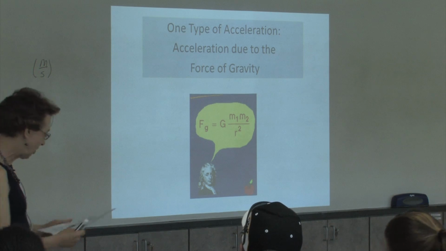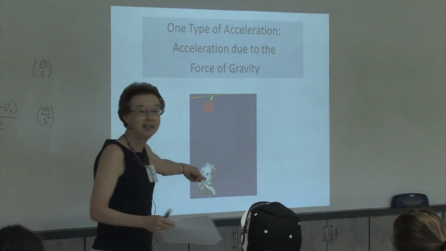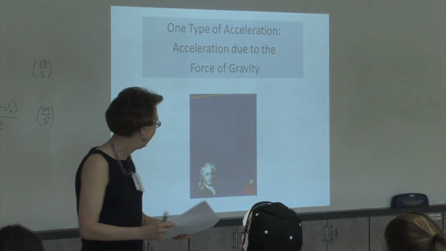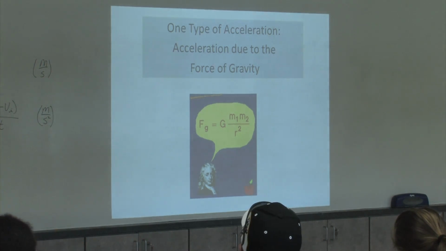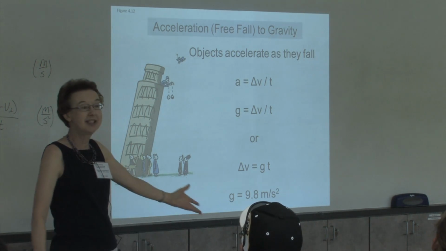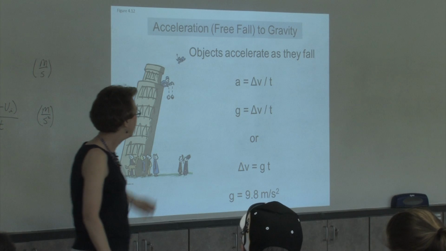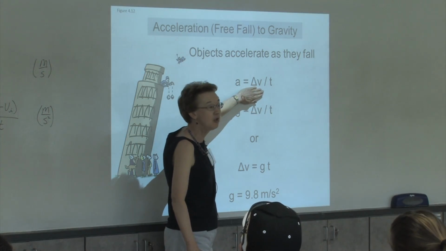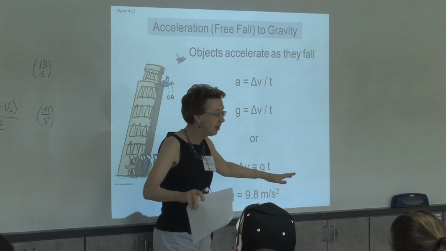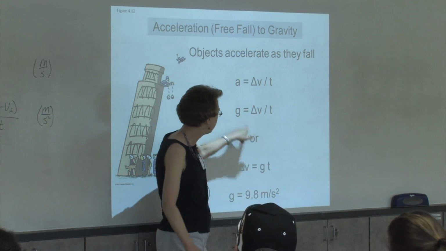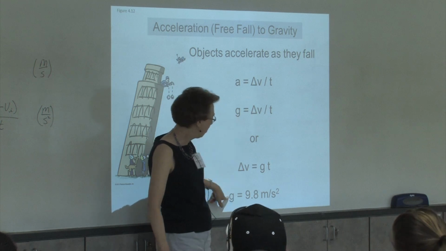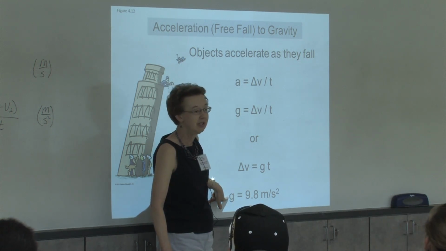All right. So who's that? Sir Isaac Newton. Okay. So acceleration, free fall due to gravity. Objects accelerate as they fall. Okay. So we take the same equation here that we've used before, only now it's very specific. The force we're dealing with is gravity. It's very specific for Earth. The acceleration is always the same. We give it a special letter, g, and we know what it is, 9.8 meters per second squared.